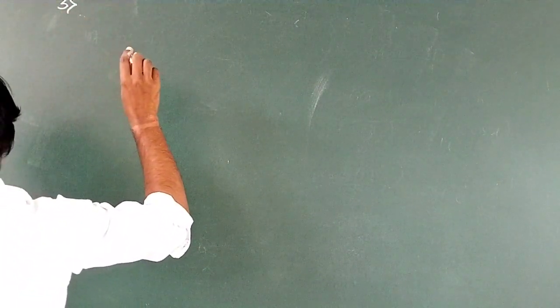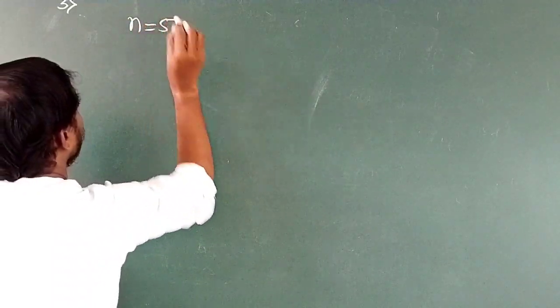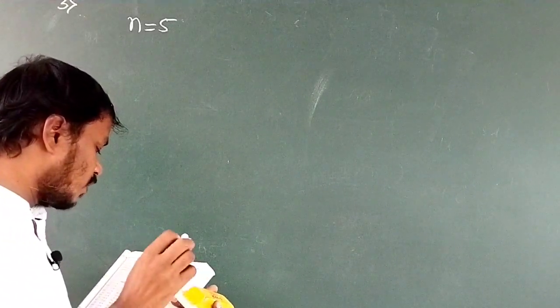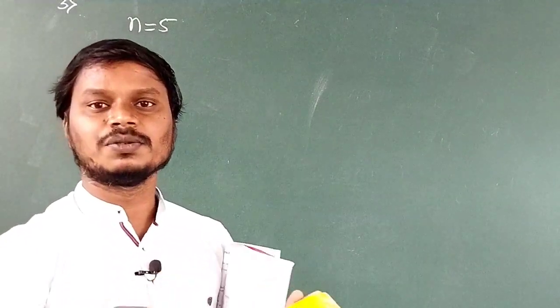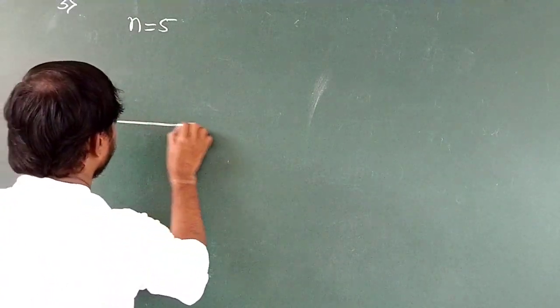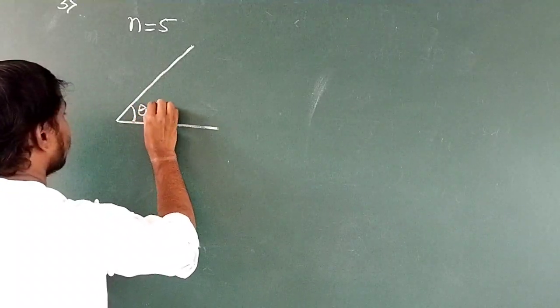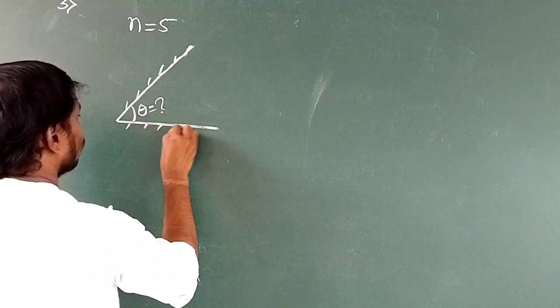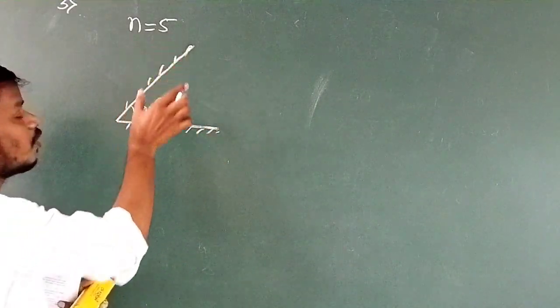To get 5 images of a single object, n is equal to 5. Then one should have 2 plane mirrors at an angle of... again we have to find the angle between the 2 plane mirrors. The angle between these 2 plane mirrors we have to find.